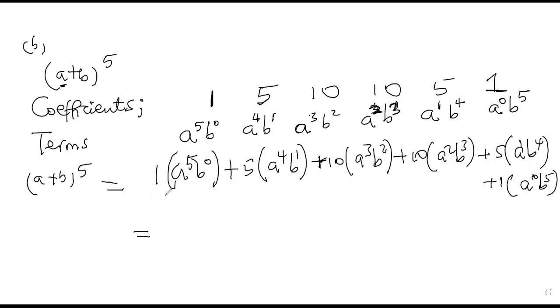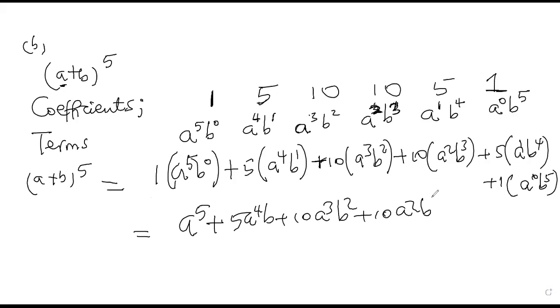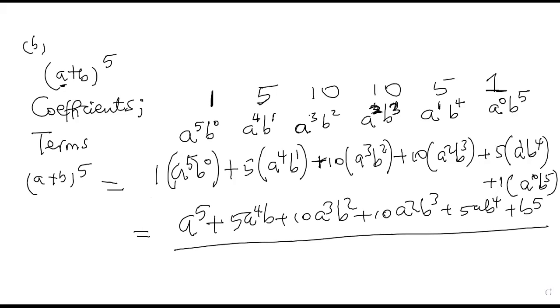So you open, it will be a to the power 5, plus 5a power 4 b, plus 10 a cubed b squared, plus 10 a squared b cubed, plus 5ab to the power 4, then plus b to the power 5. So if you were expanding it locally, it was going to give you a hard time. But because you can easily get the coefficients from the Pascal's triangle, we expand easily. So that is it.